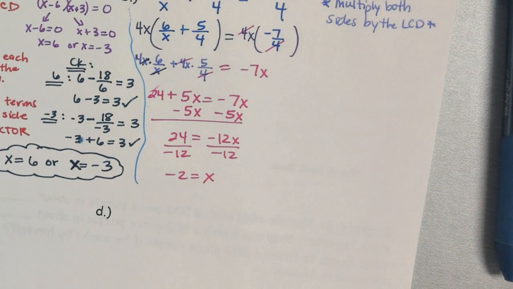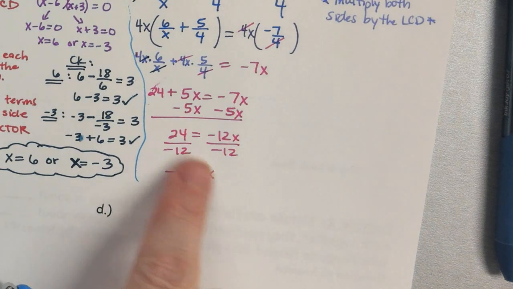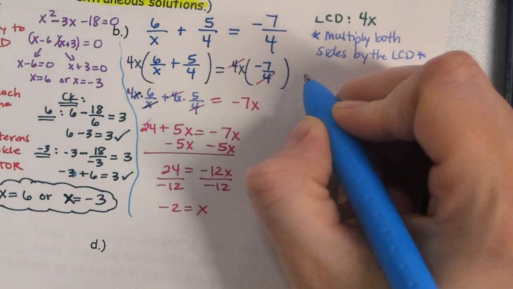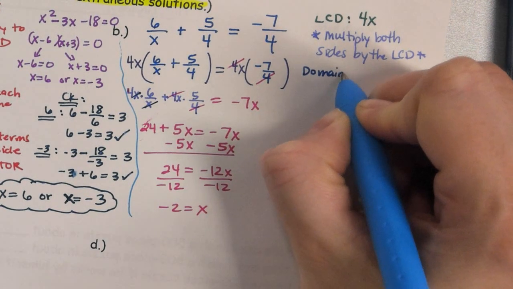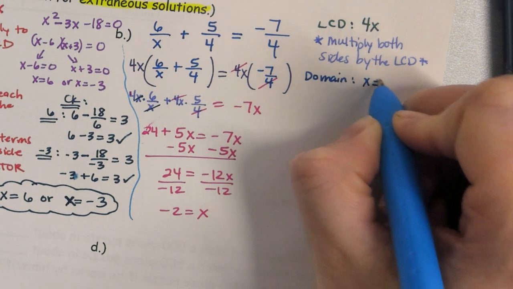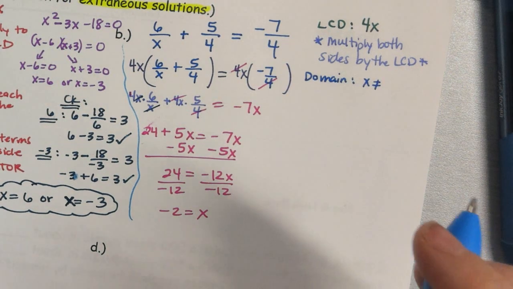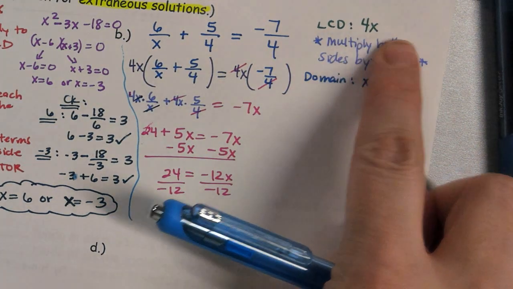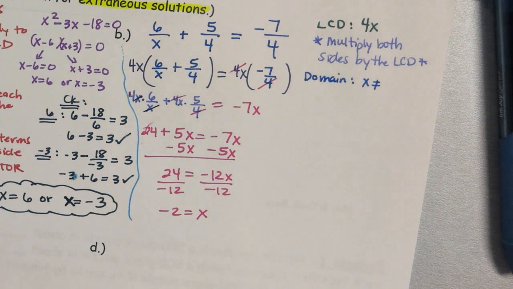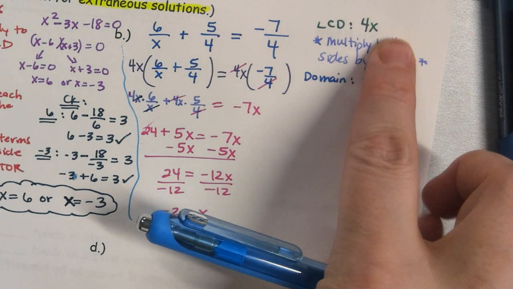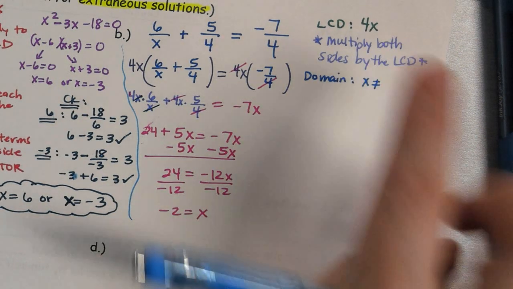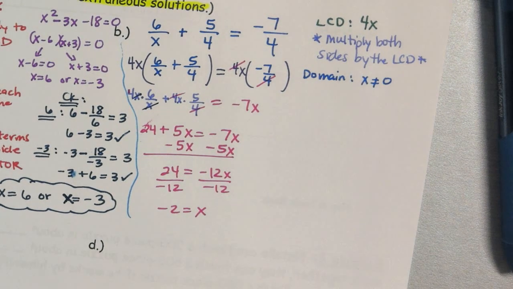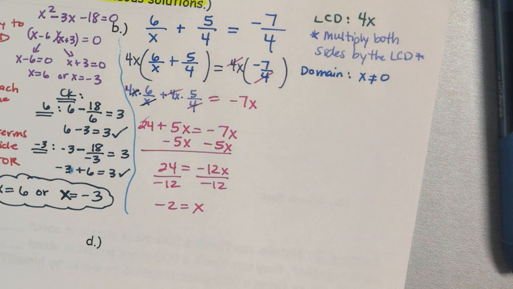Now, again, remember, I said, look at your LCD. So your LCD is 4x. So according to the domain, what can x not be? Remember that this is the denominator. So if you set that equal to 0 and solved, if 4x was equal to 0, what would x be? 0. So x can't be 0 here. So -2 should work. Let's check and make sure that it works.